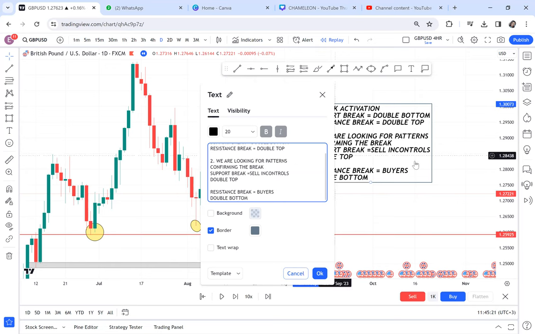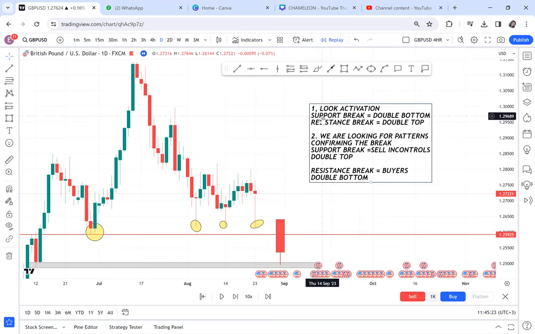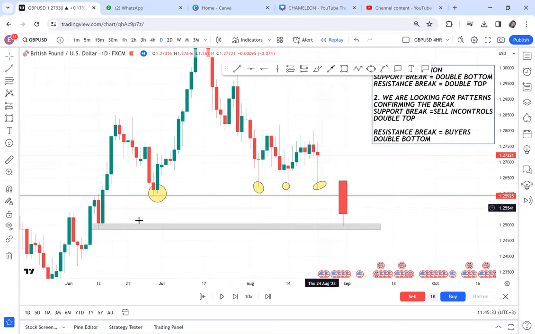It looks like a tongue twister because it's the opposite of this. Support break, look for double bottom. And here I've said support break, look for a double top. What I mean is, look for activation. So if the break has not activated your double bottom, how do you enter? You will now interchange and look for a double top.